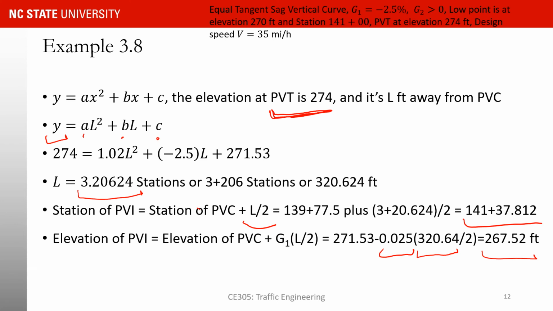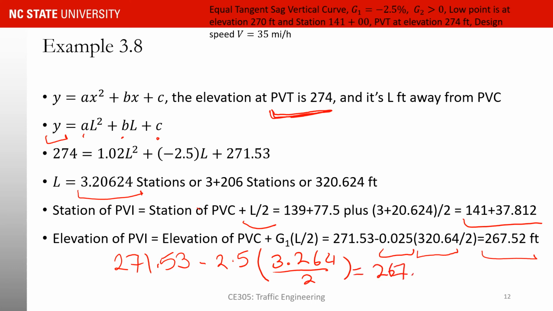Or what I could have done was to write it this way: 271.53 minus 2.5. And then if this is 2.5, it means that it is feet per station. So now I need to write the length in stations. That would be 3.264 over 2, which is going to give me an exactly identical solution.